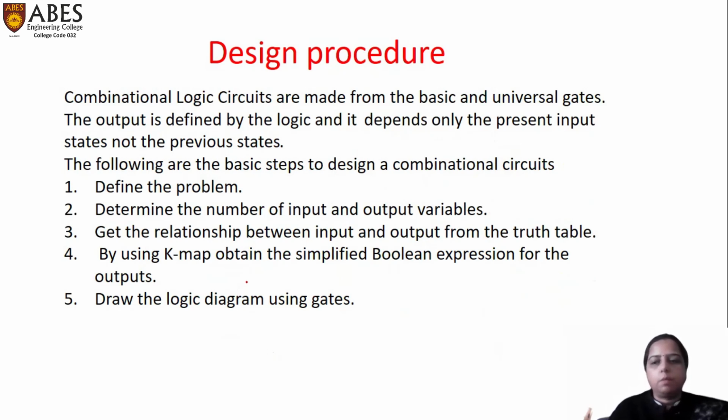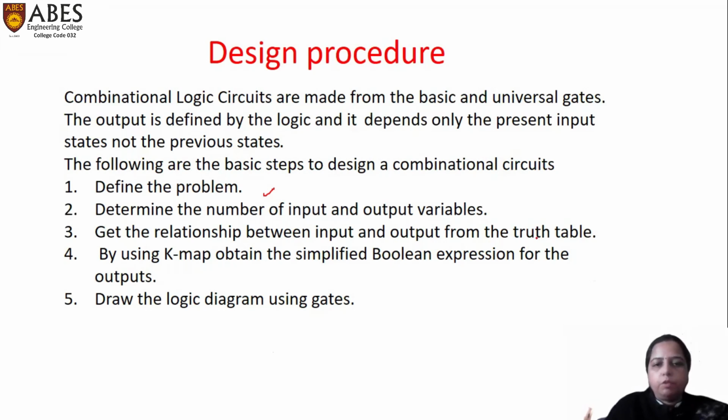So here are some of the steps which we will follow to design a combination circuit. So what are those steps? First step is, first of all, we will define the problem. Whatever circuit we have to draw, first of all, we will have to define the problem. Then secondly, we will determine the number of input and output variables, that is, what are the number of inputs and what are the number of output variables.